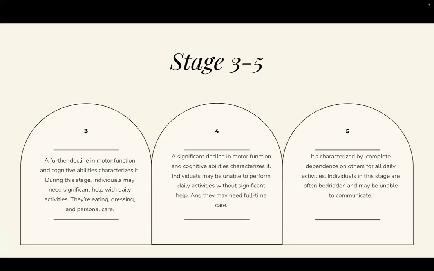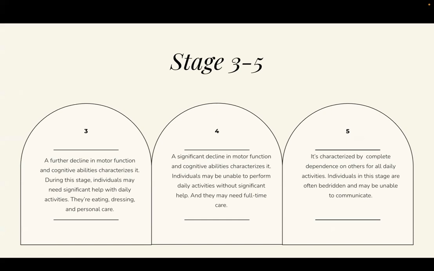Stage three is a late intermediate stage, a further decline in motor function, and individuals need significant help with daily activities, like eating, dressing, and personal care. It makes it difficult to walk again. Balance is bad, memory loss, confusion, disorientation, aggression, impulsivity, and agitation. So it's more of the cognitive signs in stage three than it was in stage two.